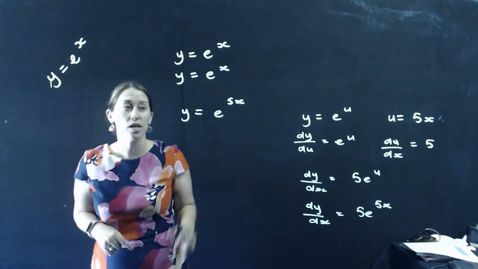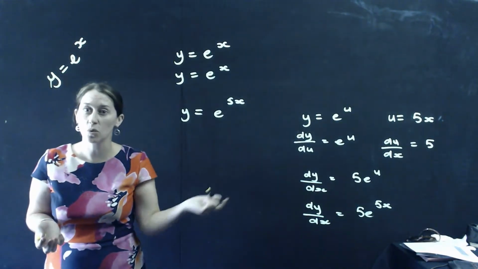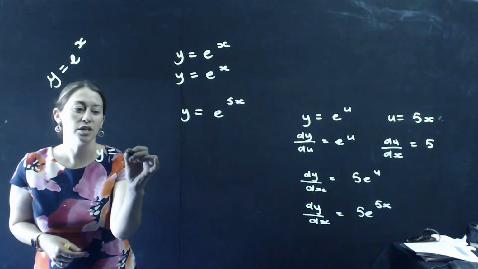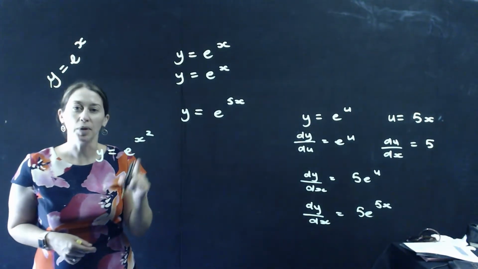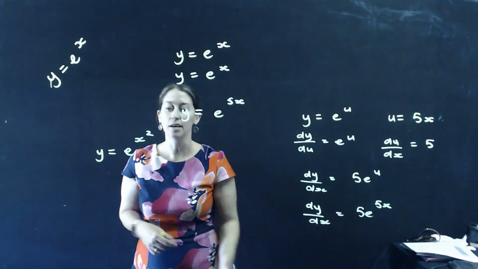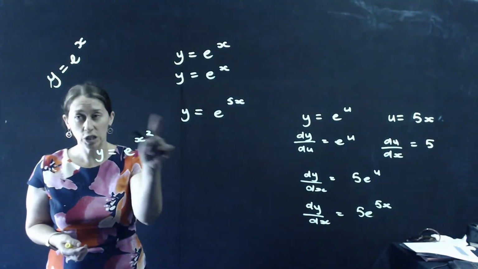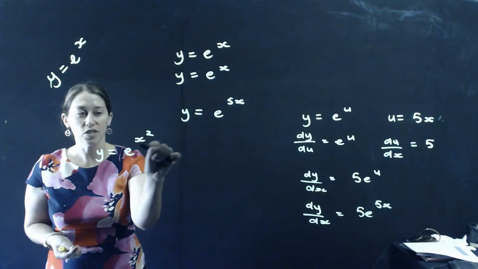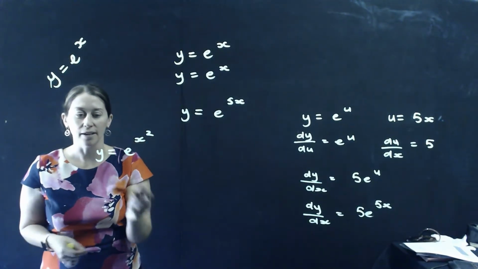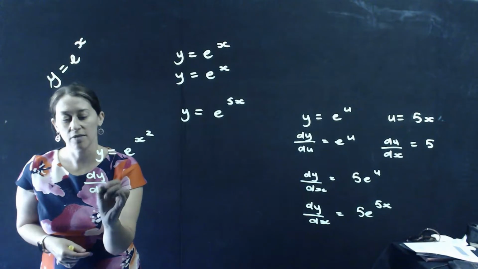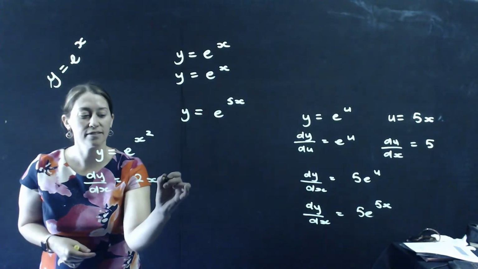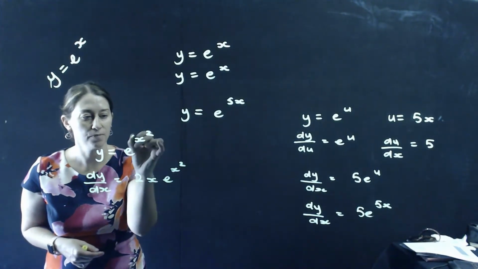Now let's see if that works for y equals e to the x squared, for example. Well, applying the rule that I've just learnt, the derivative of this power should be multiplied by the whole derivative. So the derivative of just this power part is just 2x. So we think the derivative will become 2x e to the x squared.